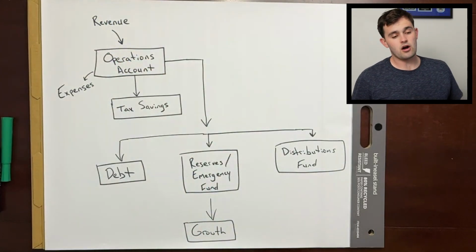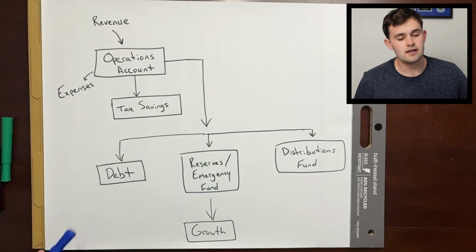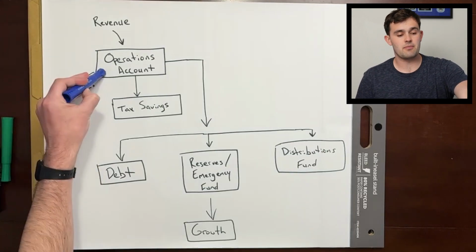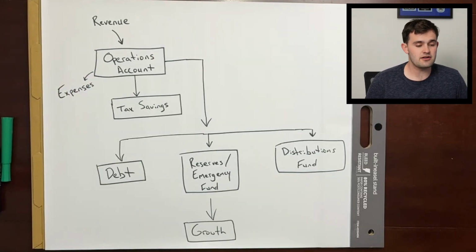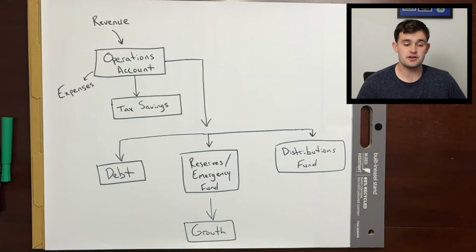And revenue is the water that pours into our waterfall, and it starts up here at the operations account. The operations account is a business checking account. The purpose of the operations account is to serve as a central point for all revenue and all expenses to come in and out of the business, which helps keep our bookkeeping clean and prevents us from mixing personal and business funds.